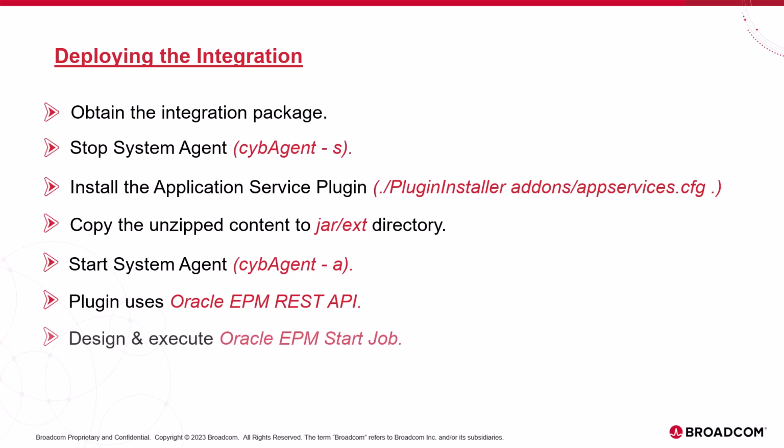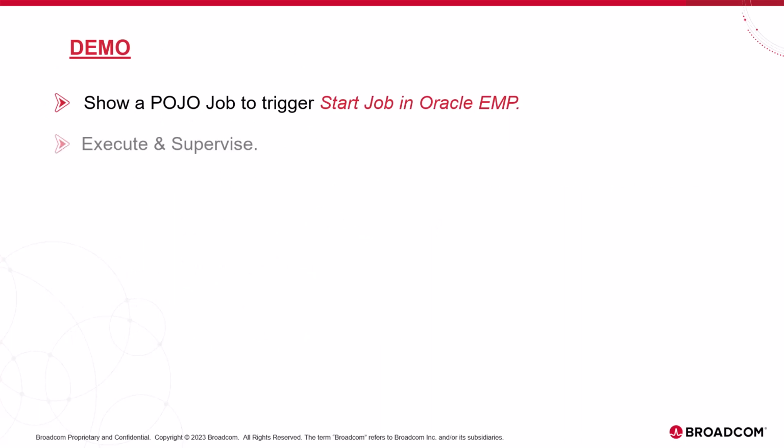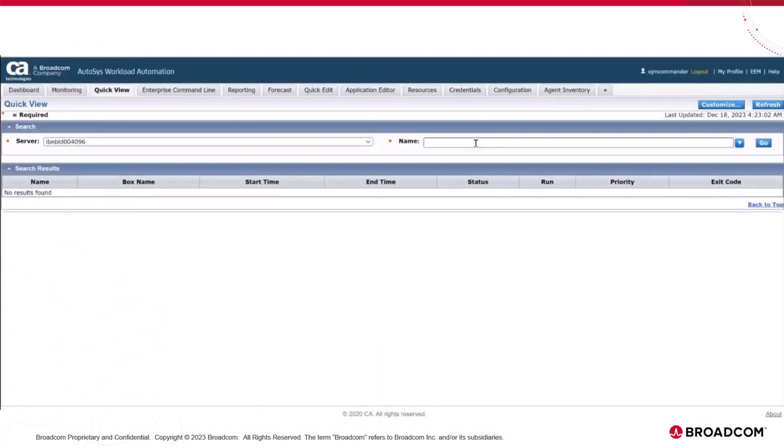The integration uses Oracle EPM's public REST API. The connection is secured with a bearer token, which is obtained as part of the submission procedure. In our demo, we will first create an Oracle EPM POJO job in AutoSys and then execute and supervise it. Now let's navigate to the WCC, which serves as the user interface for AutoSys.